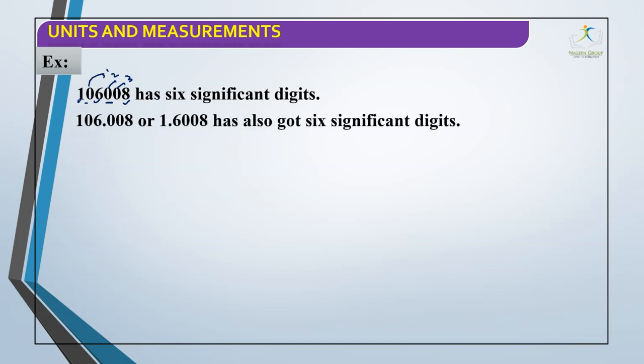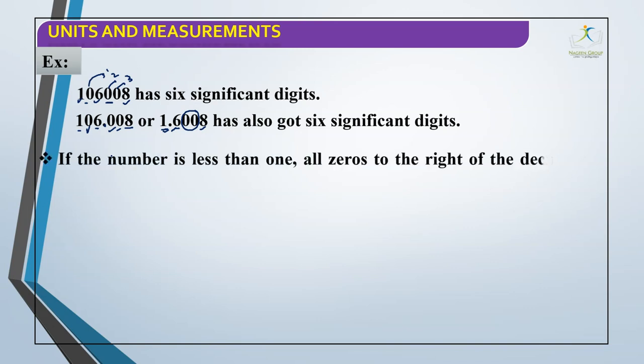Now if I take this particular number, between 1 and 6 there is a 0, and after the decimal we have a last non-zero digit, with zeros in between. Similarly, the first two digits are non-zero and the last digit is non-zero, with two zeros in between. What we have to train our mind to do is see the digits: if a zero comes in between non-zero numbers, it is countable. As here, we have 6 significant digits.